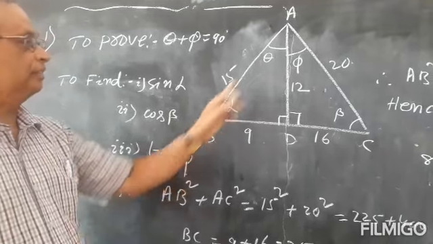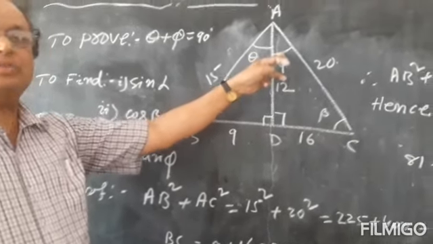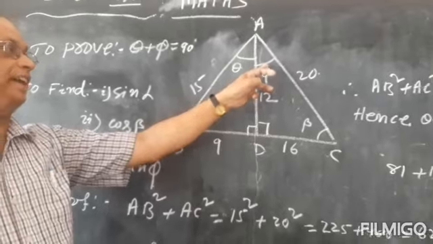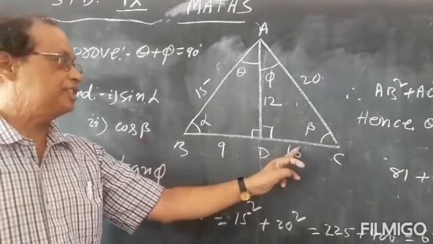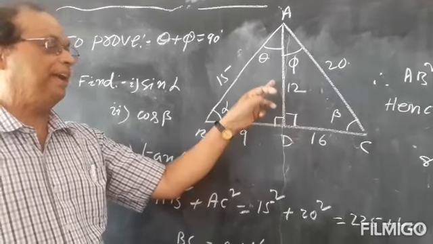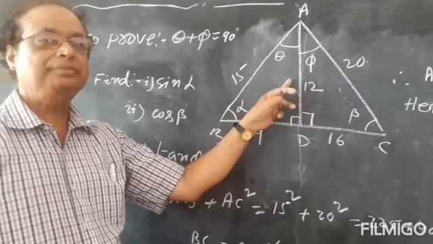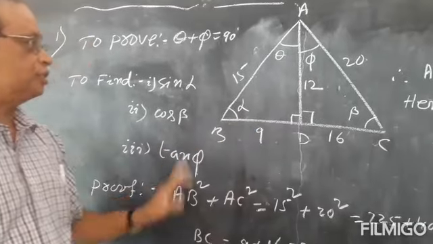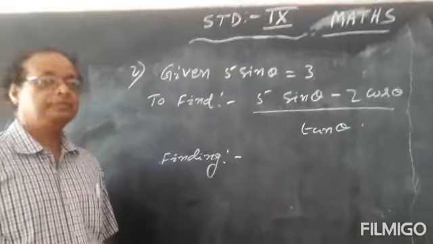Then tan phi. Phi is this angle. Tan is what? Opposite by adjacent side. So tan phi is 16 by 12. Cancel by 4. So this is 4 by 3. Clear? This is the solution of this.